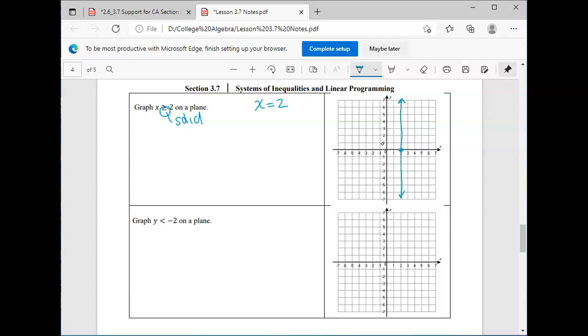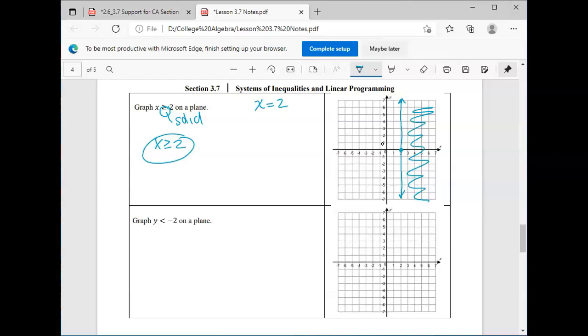Okay, you can still use a test point on this if you want to, but you probably can use some common sense and say, well, I need all x's that are greater than or equal to 2. What's another x that's greater than or equal to 2? 3, 4, 5. So that means that this side would be shaded in.